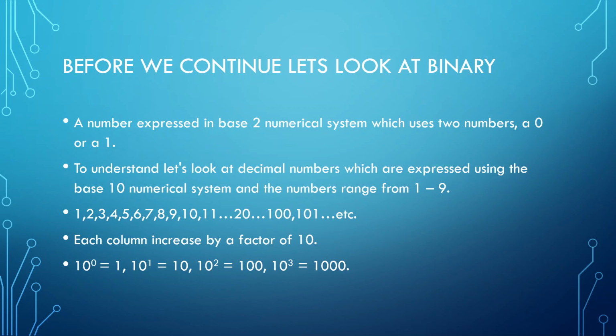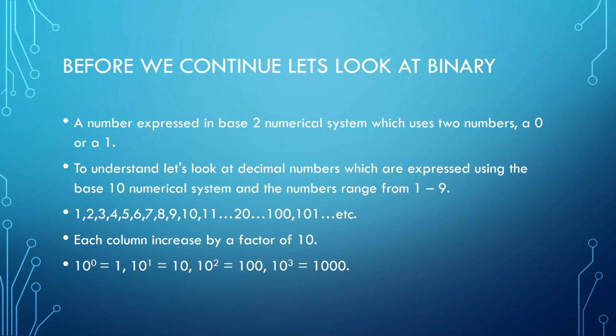Now, again, before we actually dive deep into binary, let's have a look at the decimal number system. The reason being, because everybody understands the decimal number system, because that's what we use throughout high school and throughout our educational career. So decimal numbers, they are expressed using a base 10 numerical system, and the numbers for each column can range from a 1 through a 9.